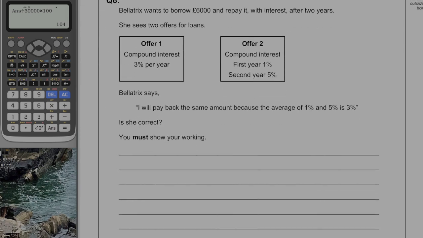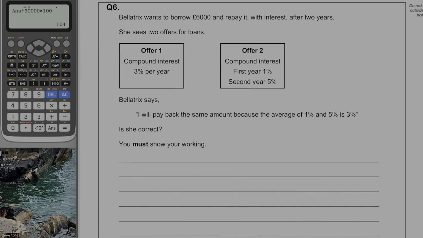Right, question 6. Bellatrix wants to borrow £6,000 and repay it with interest after 2 years. She sees 2 offers for loans. Offer 1, compound interest for 3% per year. Offer 2, compound interest. First year 1%, second year 5%. Bellatrix says, I will pay back the same amount because the average of 1 and 5 is 3. Is she correct? You must show your working.